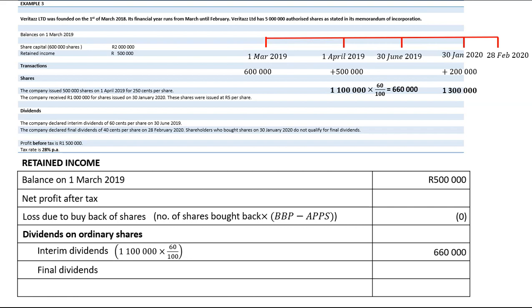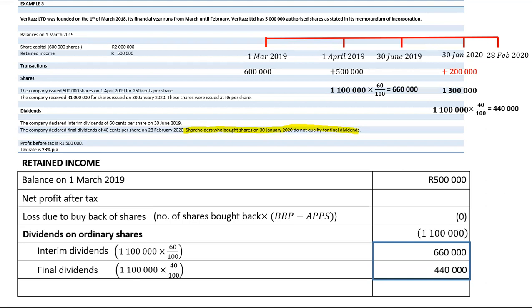But can I calculate dividends on that 1,300,000? The answer is no. Why no? Because of this. That 1,300,000 includes shareholders that bought shares on the 30th of January. So these shareholders do not qualify for final dividends. So when we calculate final dividends on the 28th of February 2020, we need to exclude those shareholders. So we will still use 1,100,000 to calculate our final dividends, times 40 divided by 100. That will give us 440,000 as our final dividends. Add them with your interim dividends to get your dividends on ordinary shares. Put that in brackets, which will be 1,100,000. How did I get that 1,100,000? It is 660,000 plus 440,000.